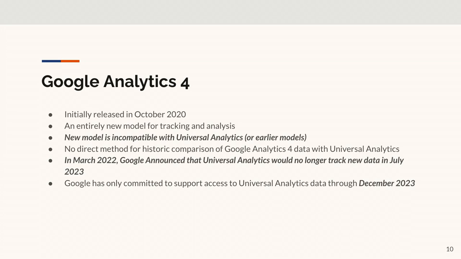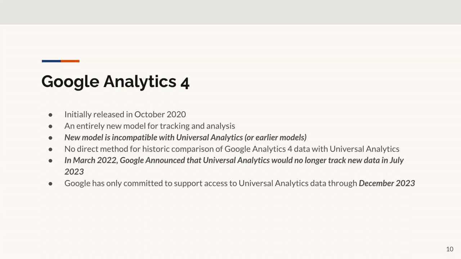So there's no method to transfer your historic data from Universal Analytics to Google Analytics 4. And you can't even make an exact one-to-one comparison between data between Universal Analytics and Google Analytics 4. It's just a different model. Tracks things differently, has different underlying assumptions.